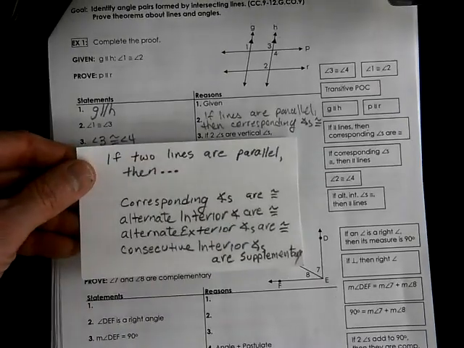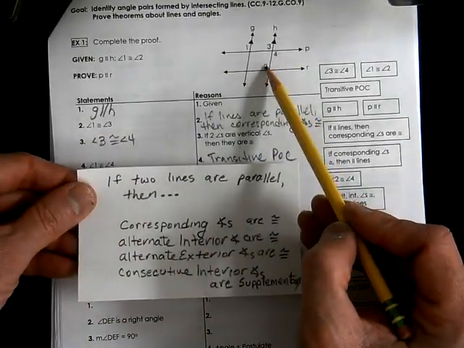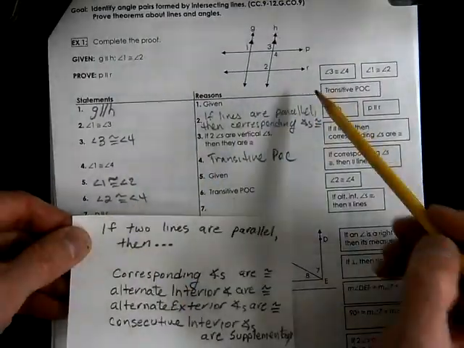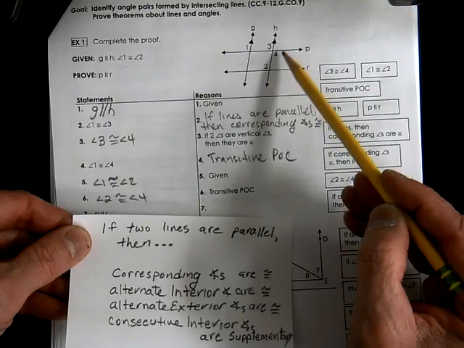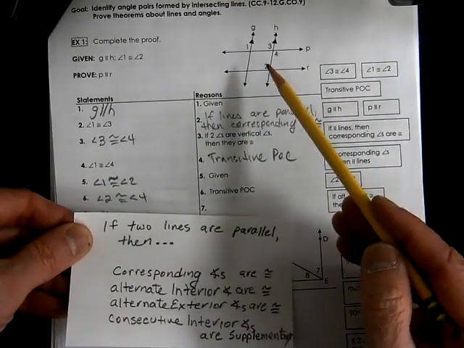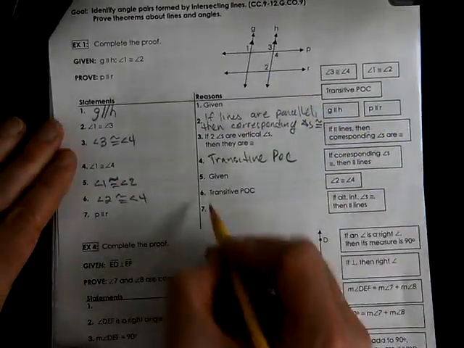So one of our 4 ways is going to be alternate interior angles. We finally showed that 2 and 4 were congruent. 2 and 4 are not corresponding, are not alternate exterior or consecutive interior. They're on alternate opposite sides of the transversal, both interior.